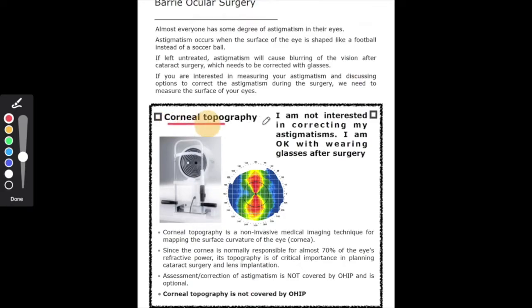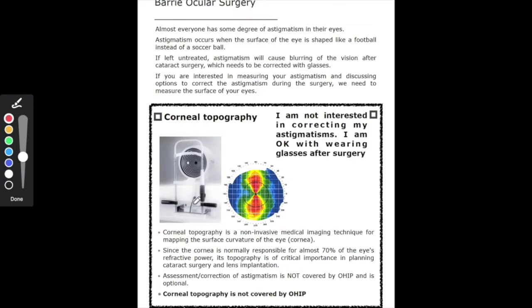Basically, either a corneal topography that is not covered by OHIP, or you might say that, you know what, I'm not interested in correcting my astigmatism and I'm okay with wearing glasses after surgery. And if you ask me whether I do have astigmatism or not, I cannot answer that question unless I have this test in front of me so that we can assess.